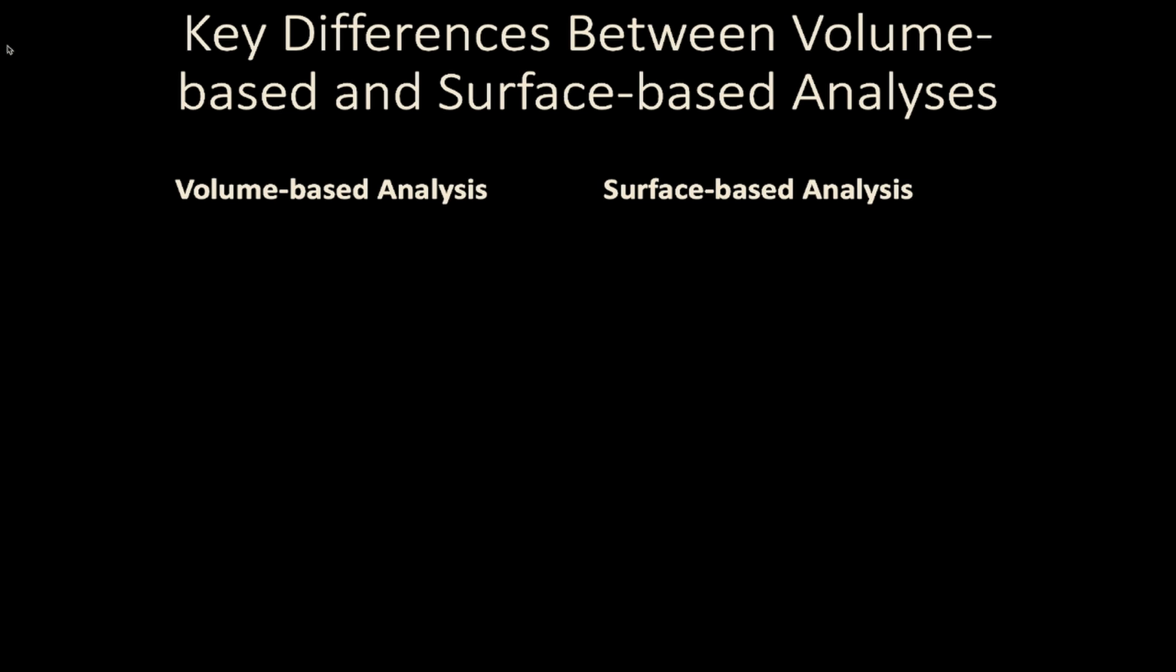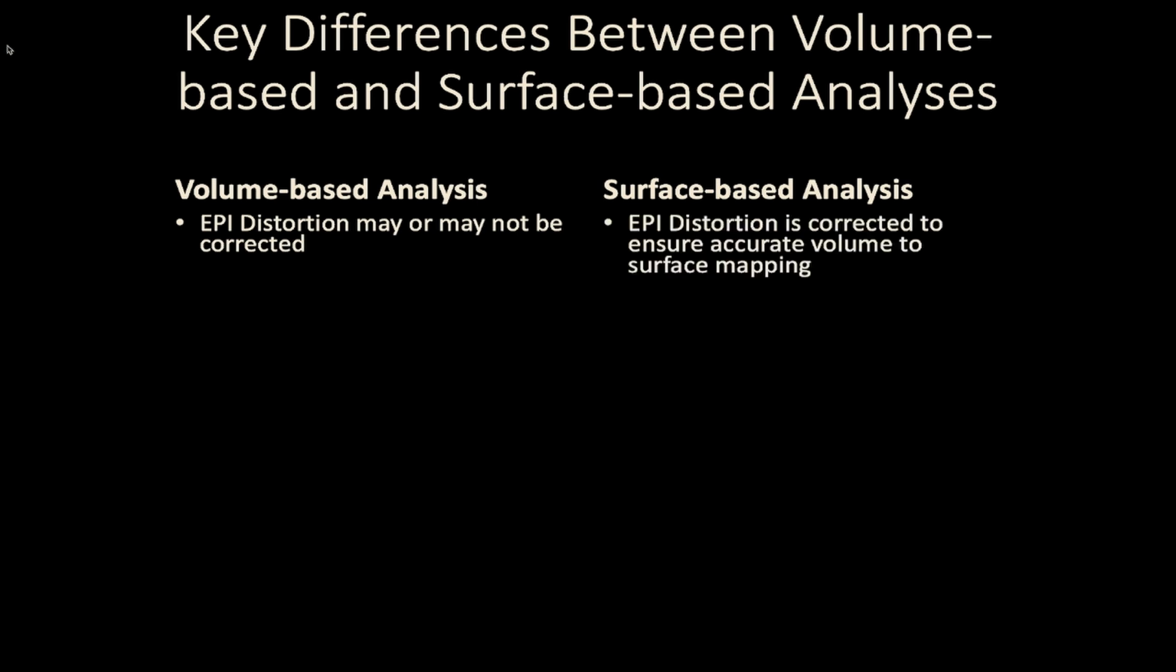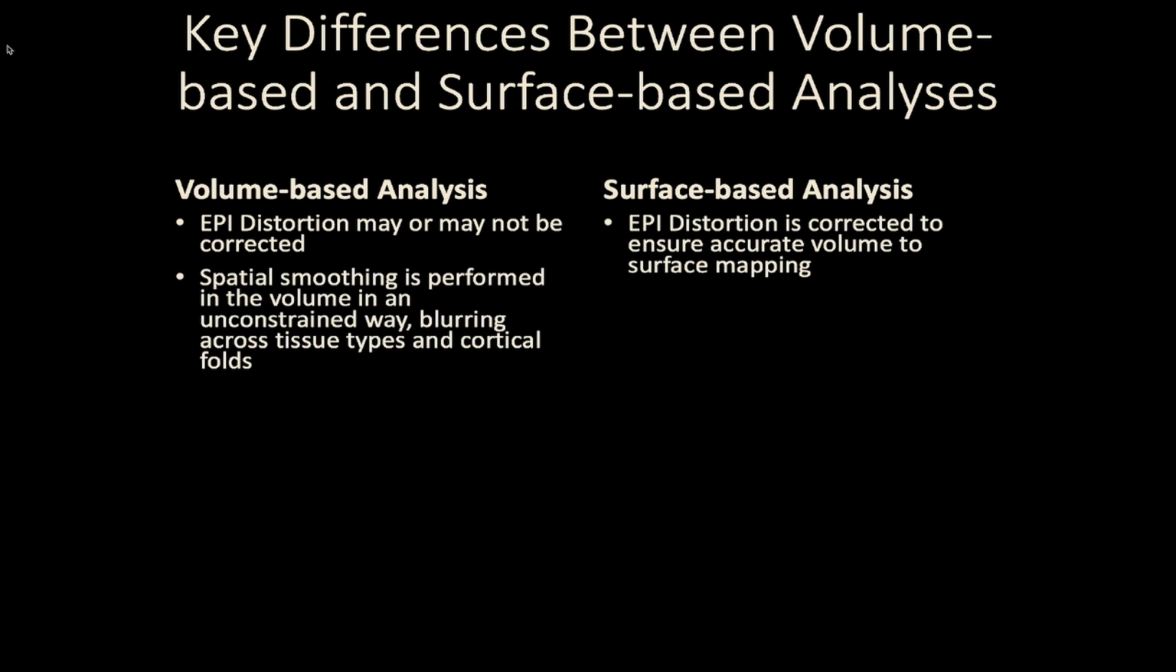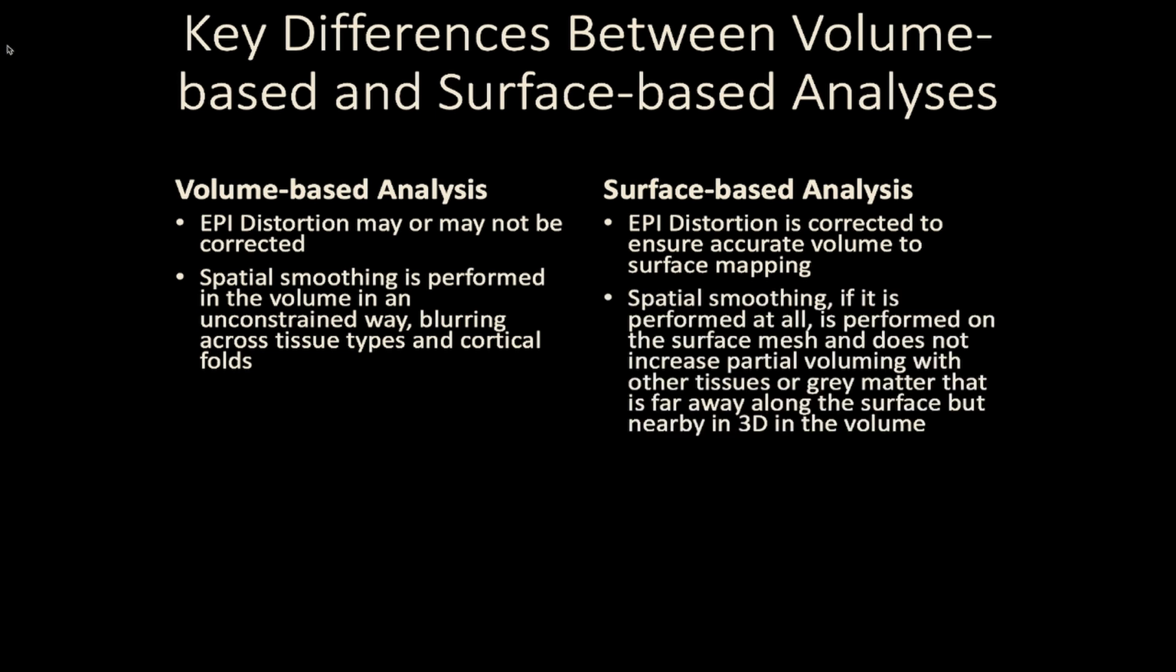So, some key conceptual differences between volume-based and surface-based analyses. In a volume-based analysis, EPI distortion may or may not be corrected, whereas it typically is in a surface-based analysis to ensure accurate volume-to-surface mapping. Typically, people are often doing spatial smoothing in the volume, so they're blurring the gray matter and the CSF and the white matter all together. They're blurring across cortical folds.